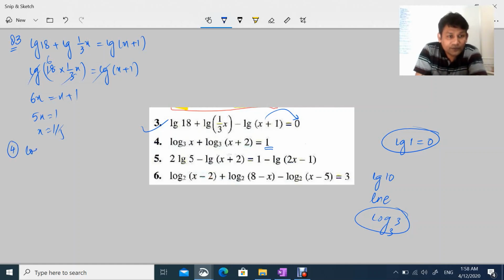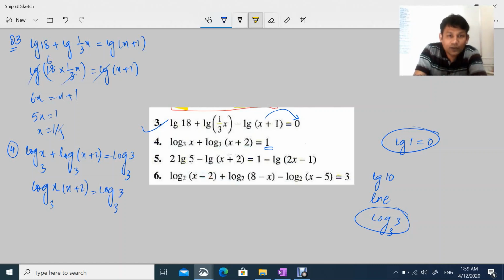I will write log 3 x plus log 3 of x plus 2, and here, instead of writing 1, I will write log 3. When we have 5 we write log 5, and when we need 7 we write log 7. There is no coefficient here, so we can write a single log 3, and this will multiply: x into x plus 2, equals log 3.